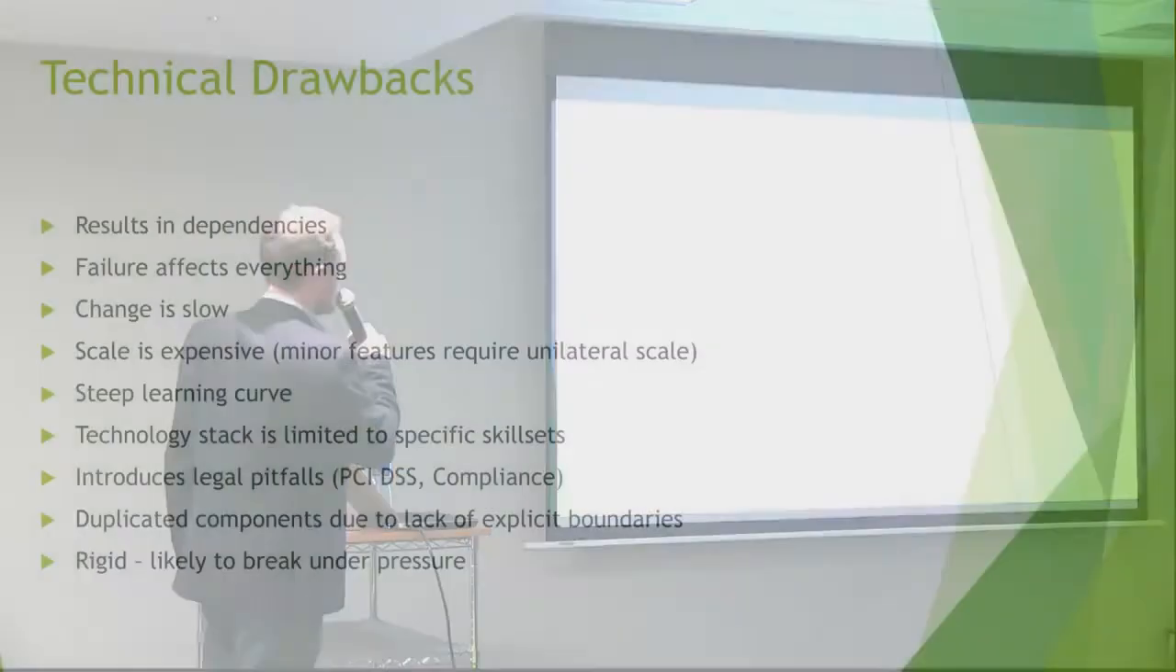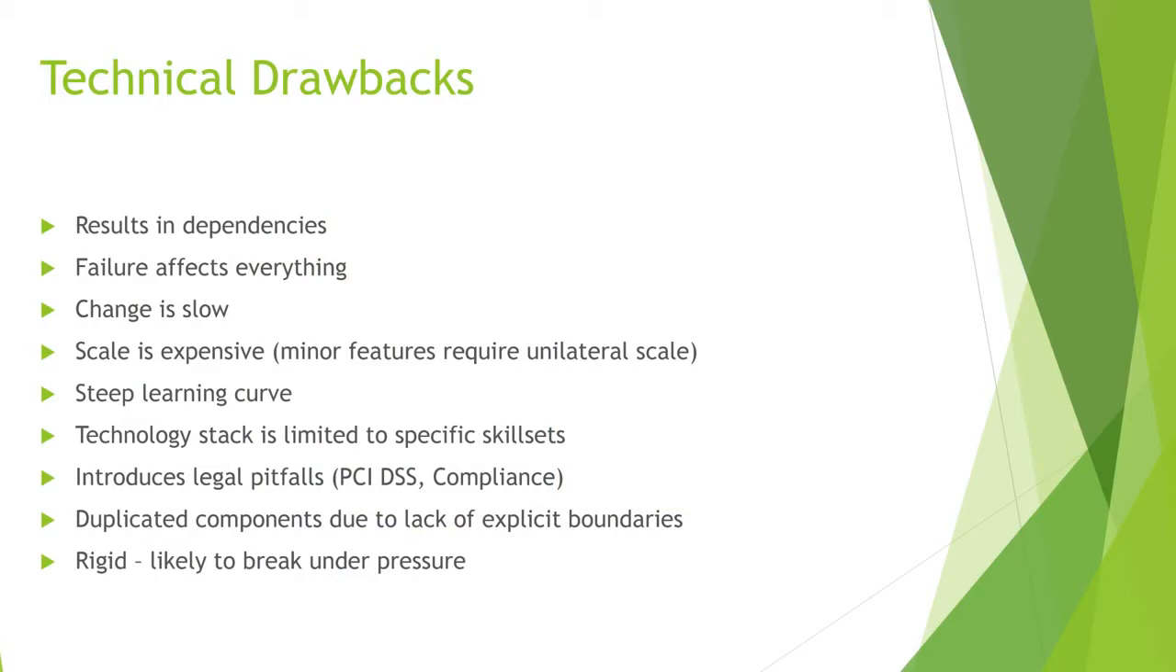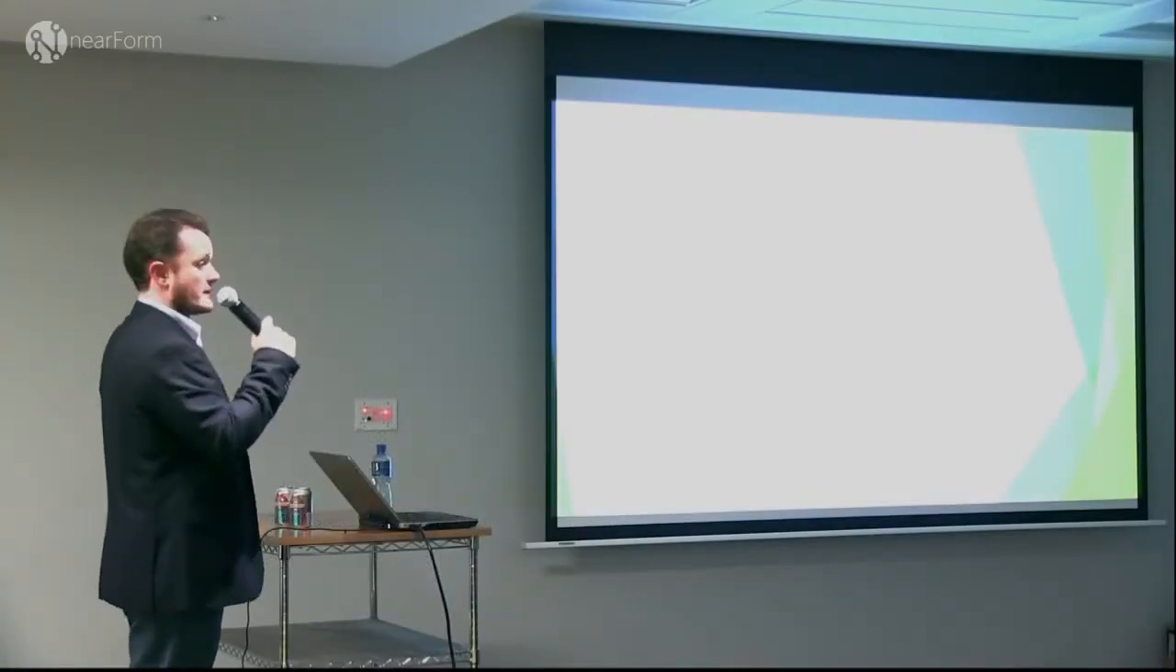From a technical perspective, I found personally that one of the hardest tasks is also selling to engineers as well as selling to the business. A couple of things we've gone through in order to soften the blow: first of all, monolithic architecture tends to result in dependencies. Failure affects everything. A big monolith, if it takes a hit and goes down, generally takes everything with it. Of course, in practice, that can be absorbed and diffused, but it's not as versatile as microservices. Change is slow, as we all know. Scale is relatively expensive, so a minor feature or update requires unilateral scale and a new build. The whole thing has to be redeployed generally, or at least one major part of it.